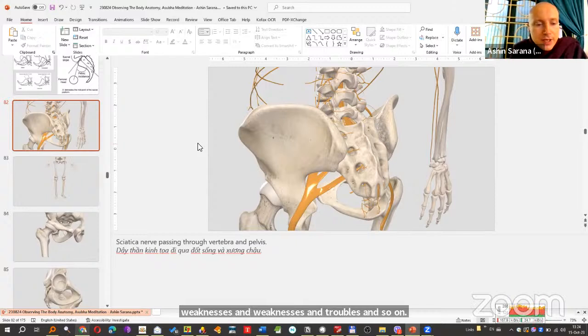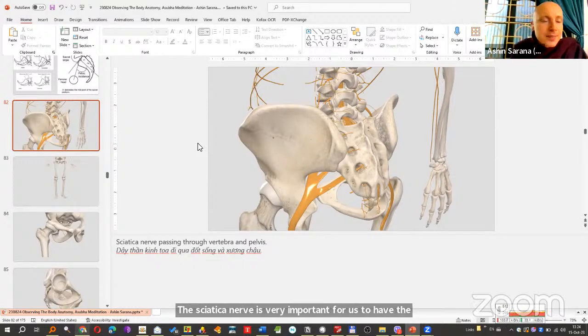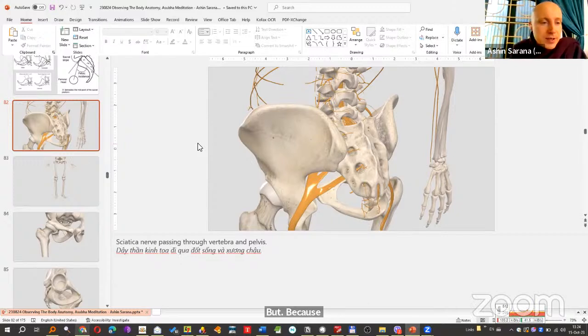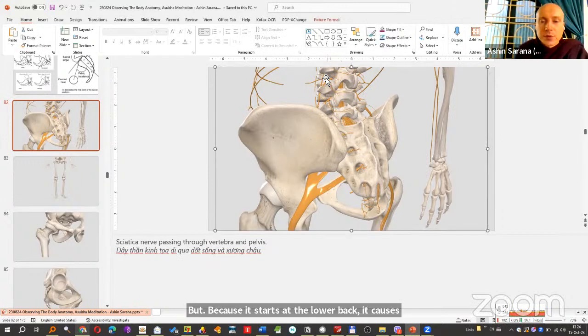Now we are going to look at the so-called sciatica nerve. The sciatica nerve is a large nerve that goes from the lower part of the back all the way until our feet. The sciatica nerve is very important for us to have the sensations in our legs and feet. But because it starts at the lower back, it causes problems. And it causes problems, especially for those who meditate.